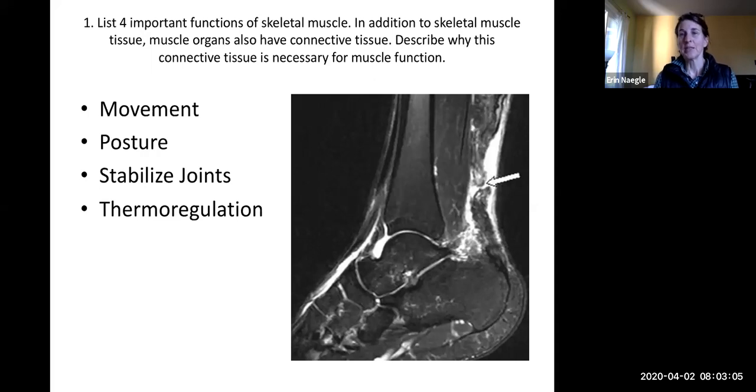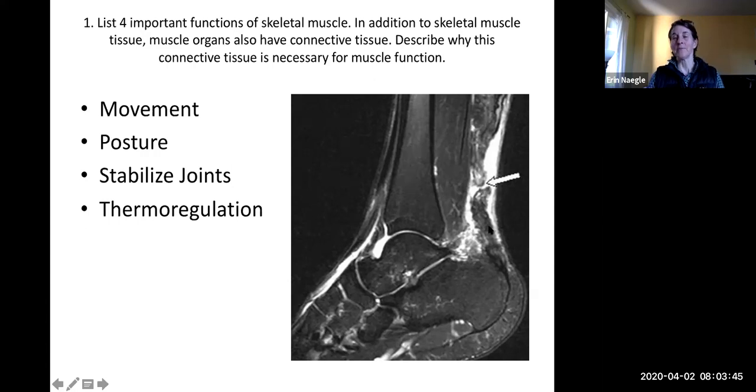Part two of that. So in addition to skeletal muscle tissue, muscle organs also have connective tissue, and describe why that connective tissue is necessary for muscle function. So the image you're looking at here is a foot. Here's the calcaneus bone, and this is the tendon that connects the gastrocnemius and soleus to the calcaneus. Anyway, your heel bone, and that's the calcaneal tendon, also known as the Achilles tendon. You can see here it has ruptured.